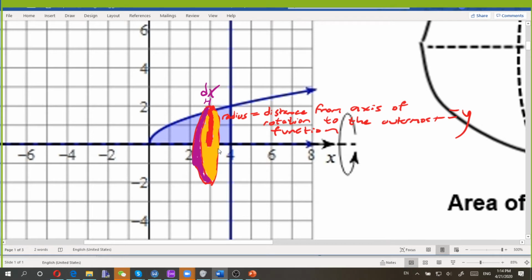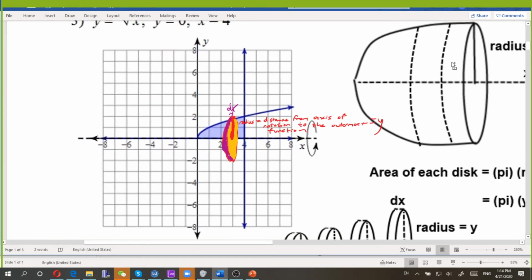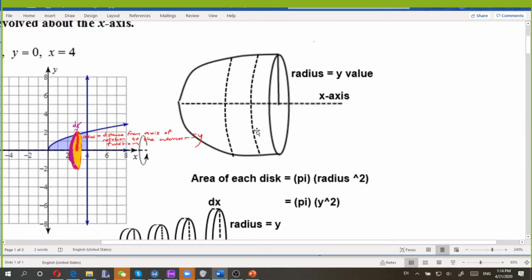Okay, so we're going to keep stacking these disks on top of each other until we create this three-dimensional acorn-like shape. Okay, so our radius is our y value. I'm going to use that to make my two-dimensional area here of the yellow part. So that means my area is, since this is a circle, pi r squared.